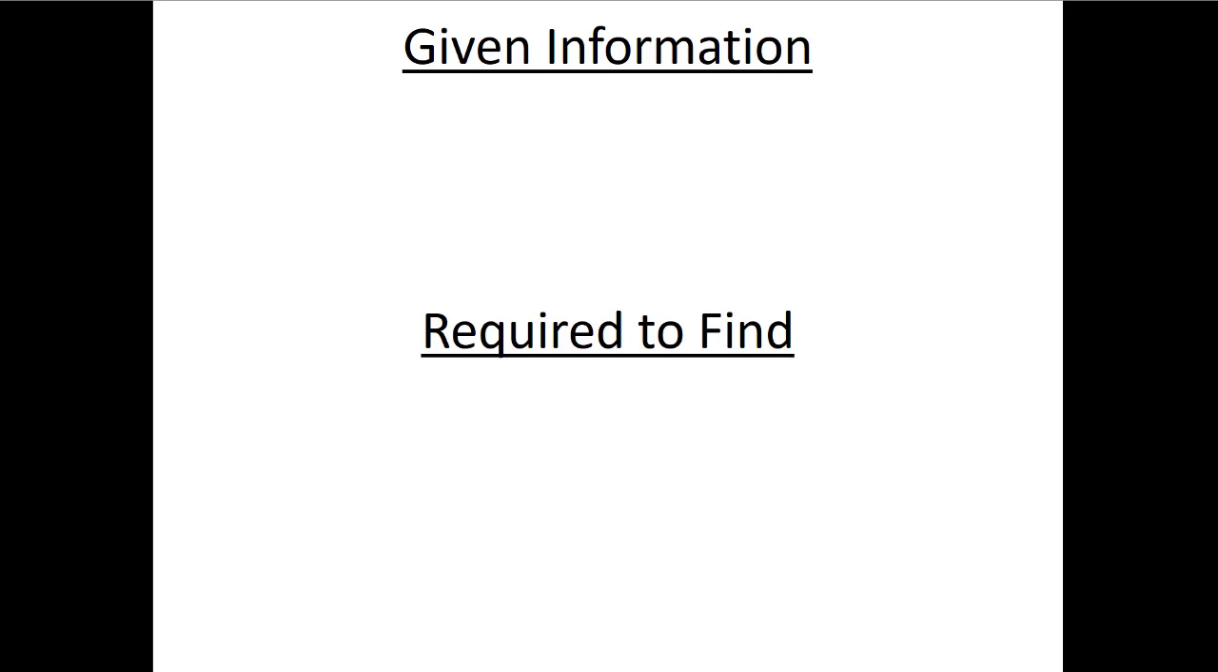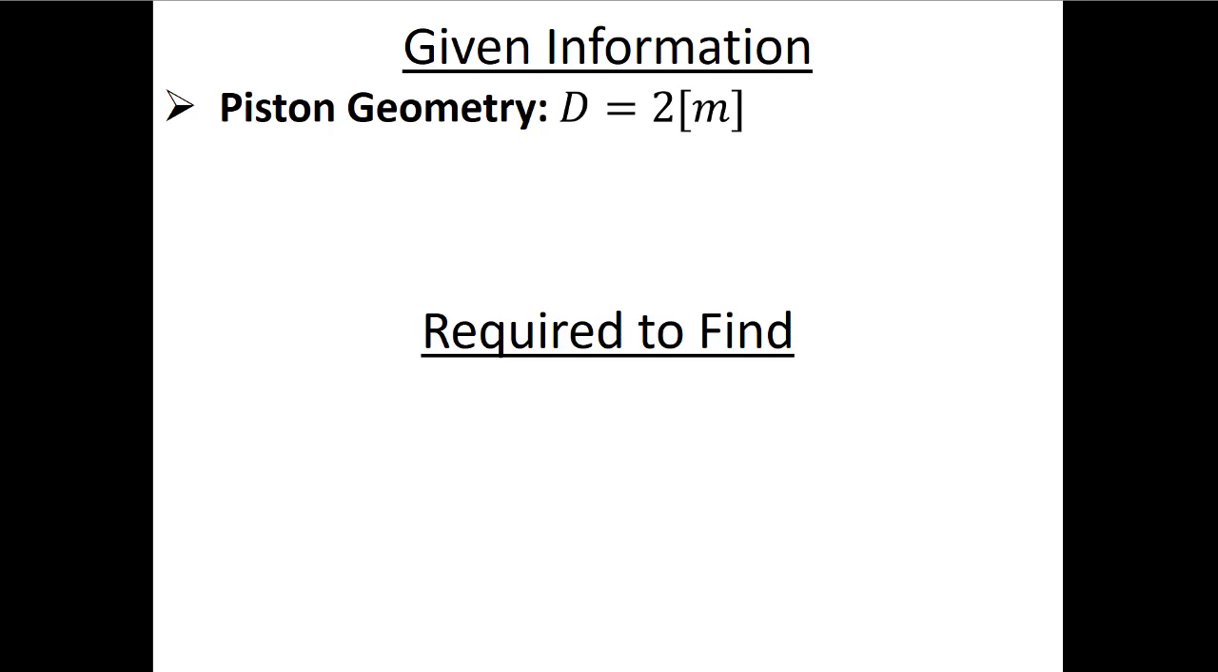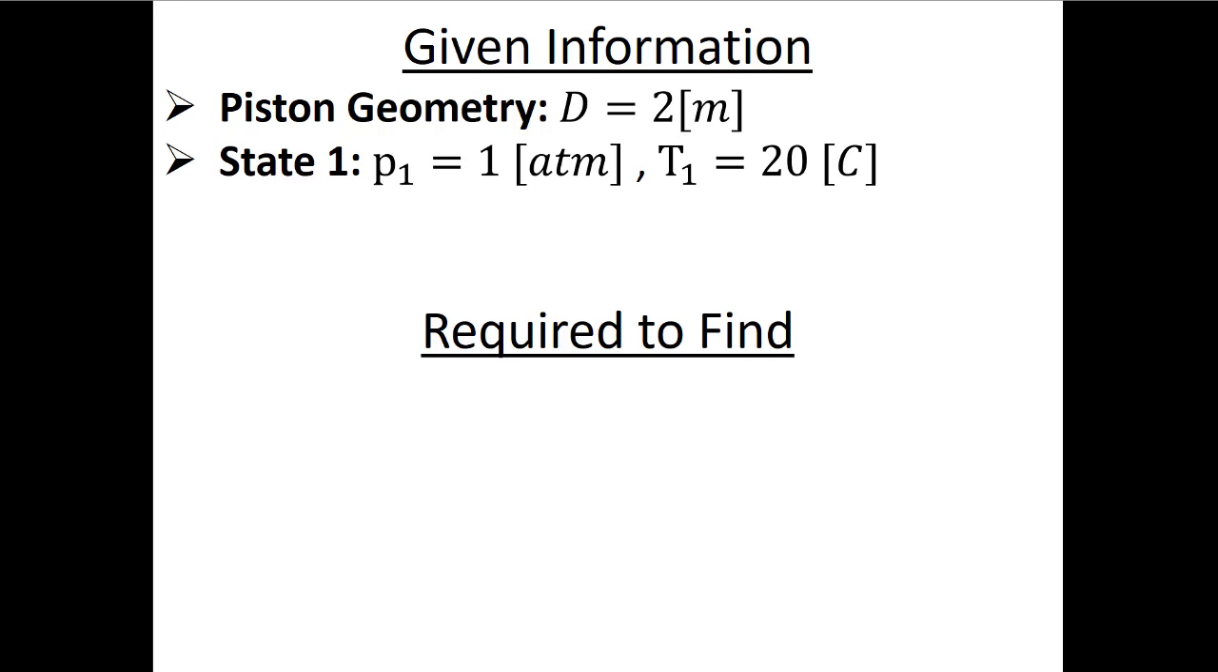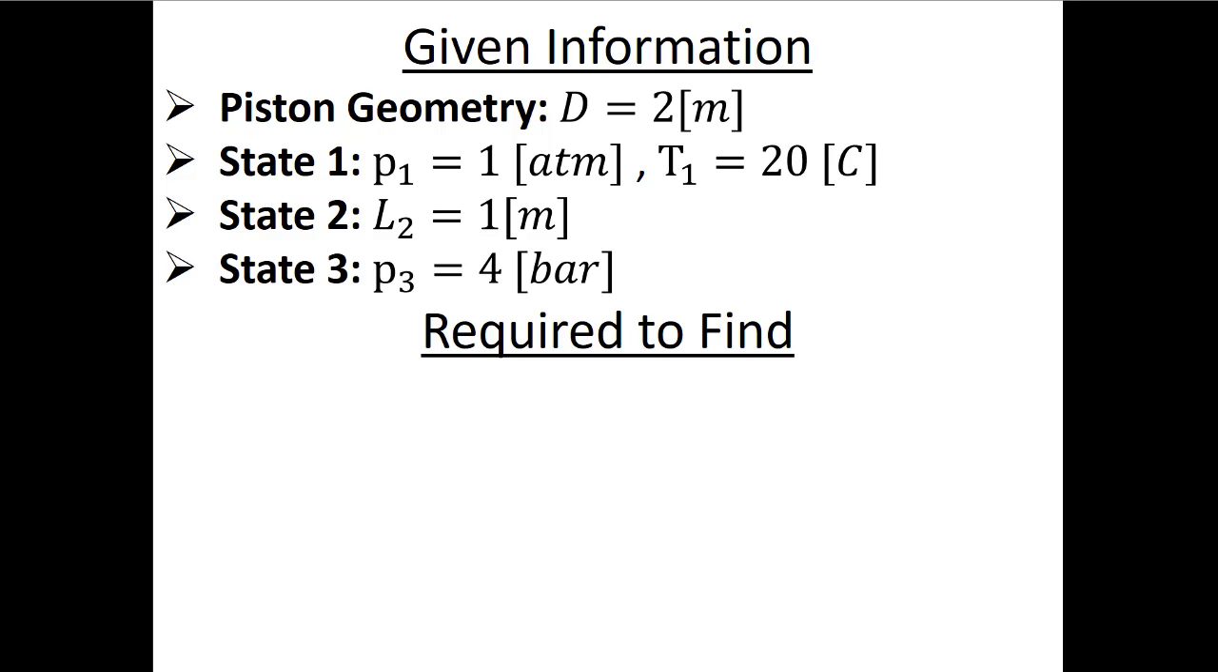So the first part of our solution process is the given information. In this case, we're told the piston geometry. We're given a diameter, which to me means that the cross-section of this piston is a circle, right? It has one diameter, so we should be able to find the cross-sectional area if we need that, or the volume, which would be that cross-sectional area times some length. For state 1, we're told the pressure and the temperature. For state 2, we're told the position of the piston. We're told in state 3 what the pressure is.